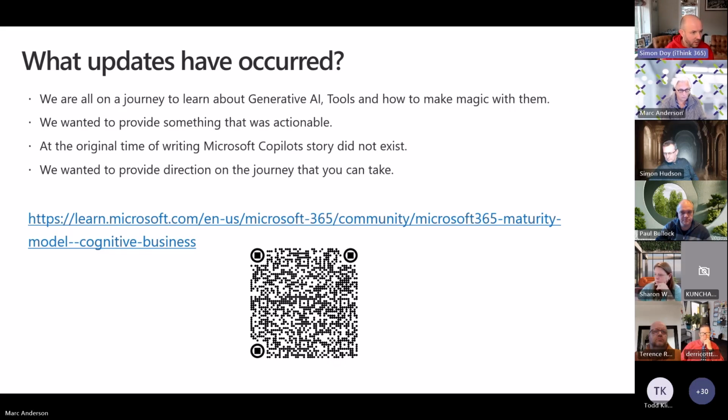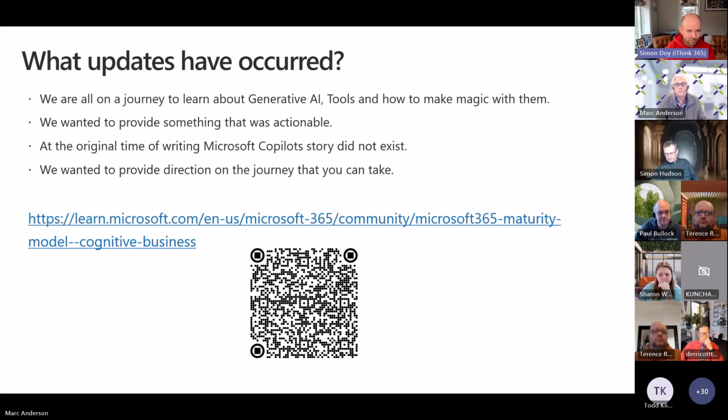But when we originally did the cognitive business competency, Microsoft Copilots did not exist. So we needed to take that into consideration. And like I say, we wanted to provide direction on that journey that you could take. To be honest, you could have a look at us and take us to task and see if you agree with us or don't, or if it just needs some tweaks. We'd love to hear from you on that. And here is a QR code and a link to the cognitive business competencies.